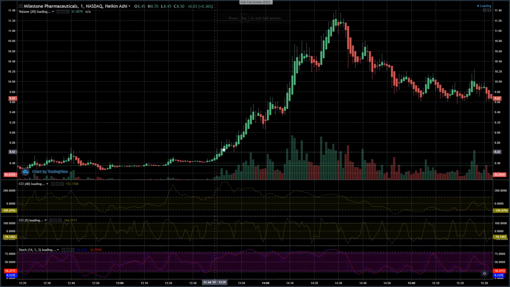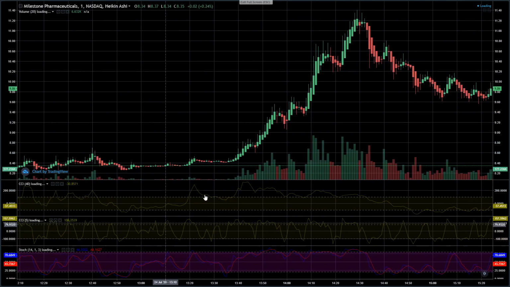So today, CCI is what I'm talking about using. CCI indicator, I like to use 40 and 5. This is a 1-minute chart, if I'm not mistaken. Yeah, it's on a 1-minute chart. You can use it on anything: 1-minute chart, 2-minute chart, 5-minute chart, 10-minute chart, 15-minute chart.